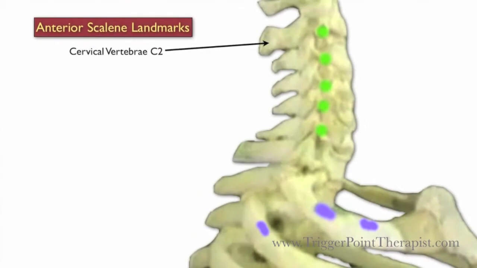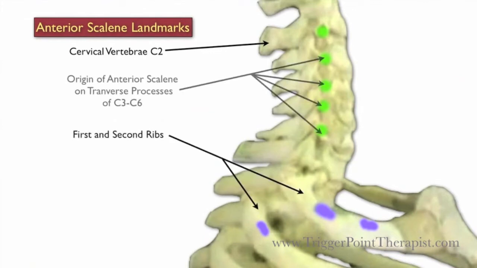Here are the landmarks for the anterior scalene. First, we have the cervical vertebrae at C2 and the first and second ribs. Here's the origin of the anterior scalene on the transverse processes of C3 through C6, and the insertion of the anterior scalene on the first rib.